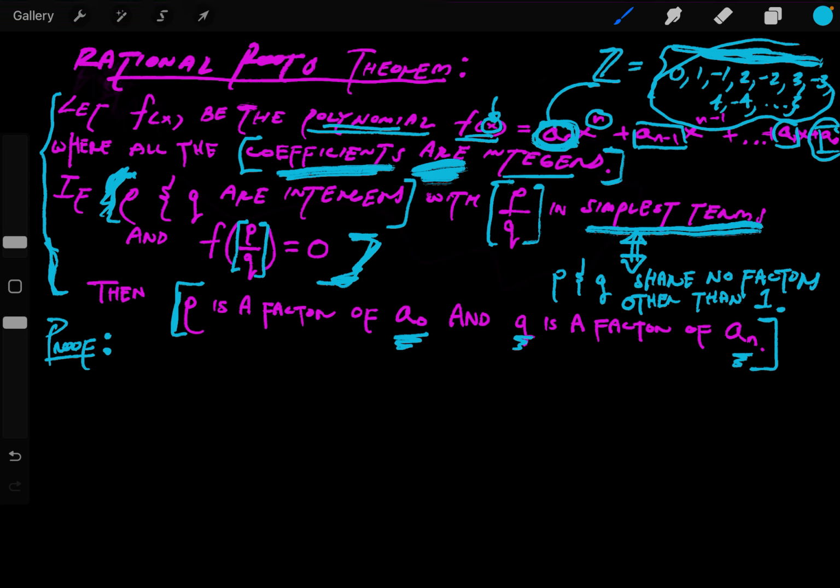So we start off with what's given, and the first given that we're going to start off with is that f of p over q equals 0. Now, this implies that when I plug in p over q into this polynomial, I'm going to get 0. So instead of writing x in this, we're going to write p over q.